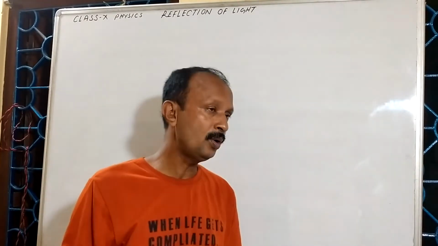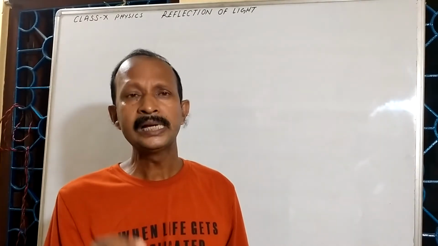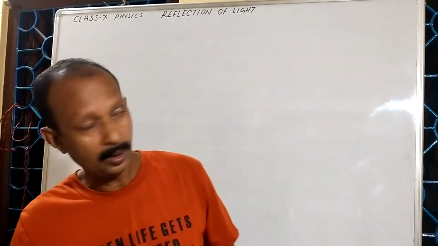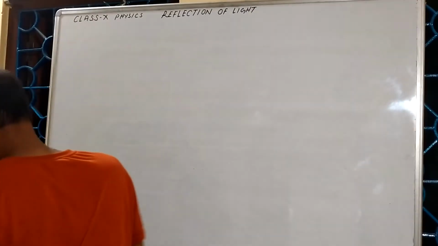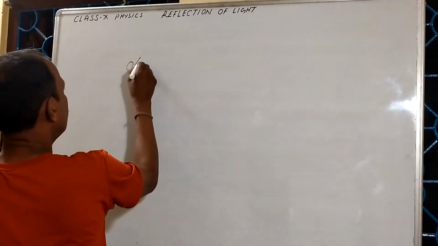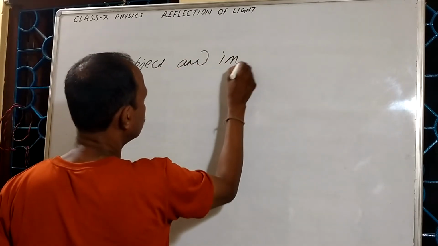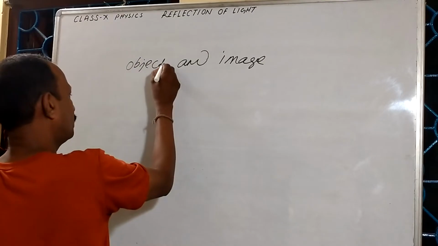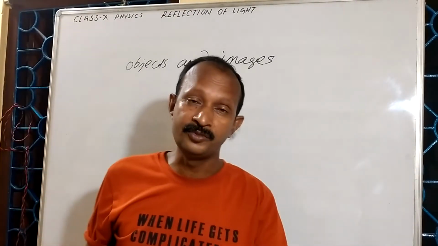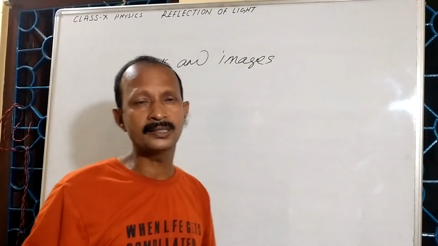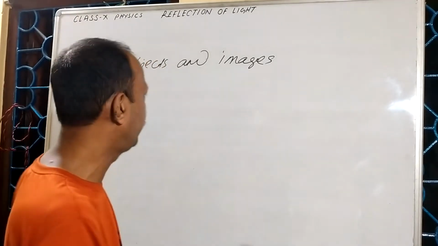Okay children, in this topic some concepts are very important. I would like to clear them in this video. One small concept is object and image. What is object and image? Listen carefully. Object and image. What is an object? What are objects and image?